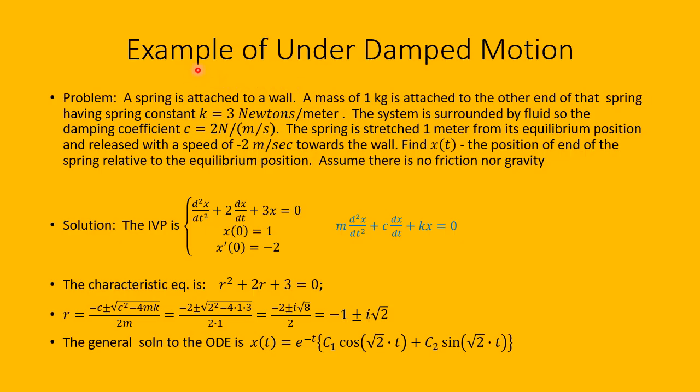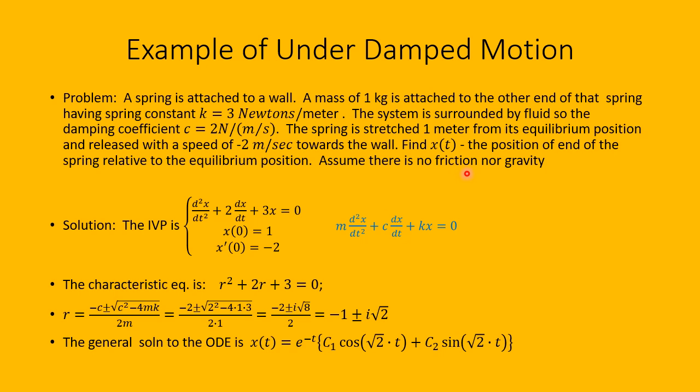Let's look at an example of underdamped motion. A spring is attached to a wall. A mass of 1 kilogram is attached to the other end of that spring, having spring constant k equals 3 newtons per meter. The system is surrounded by fluid, so the damping coefficient c equals 2 newtons per meter per second. The spring is stretched 1 meter from its equilibrium position and released with a speed of minus 2 meters per second towards the wall.